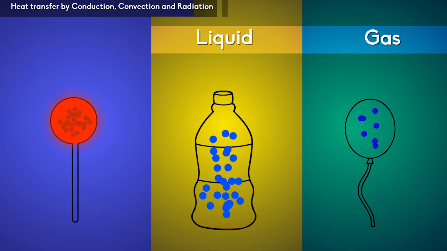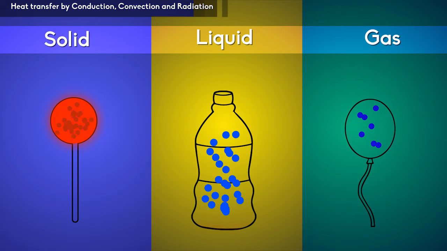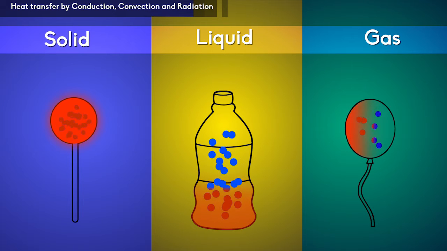In liquids and gases, there are bigger gaps between the molecules as compared to solids, and therefore, while transferring heat from one molecule to another, some part of the heat is absorbed within the gaps of molecules, and that is why liquids and gases are bad conductors of heat as compared to solids.